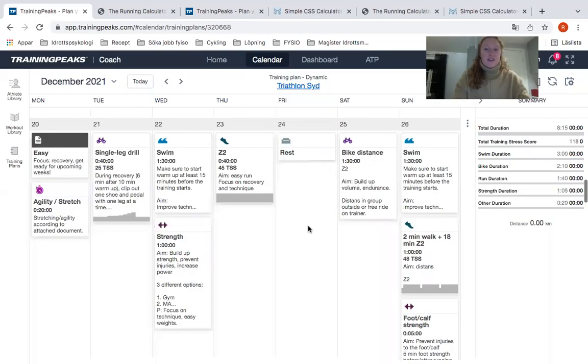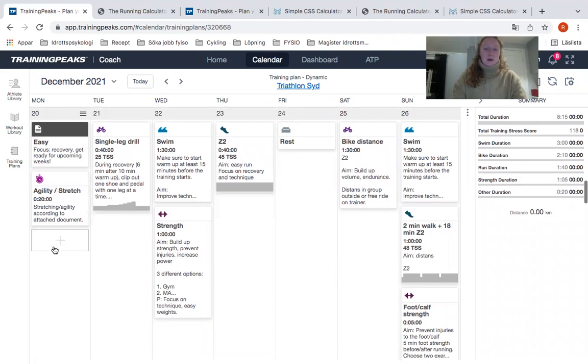I'm heading over there, and then we get into the next part of this meeting where we're going to look at what is coming up, what we're going to use this result for in the next training. Christmas is coming, and you will get an easy week to start with. We'll focus on recovery and getting ready for the upcoming weeks. We get into a structure here where you have agility stretch in the beginning of the week. You will do a single leg drill where you pedal with one leg included in this exercise. Swimming strength, and then a zone 2 running on Tuesday.